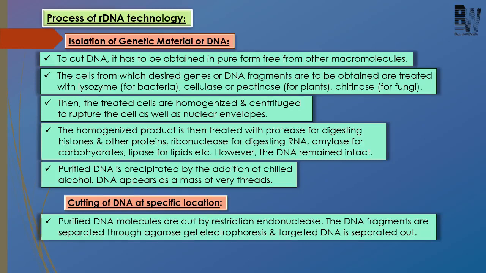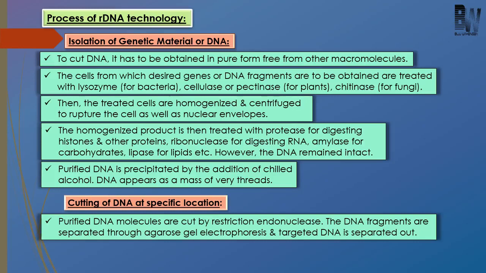So to obtain the DNA in pure form, we have to break open the cell membrane as well as the nuclear membrane, and we have to remove all the unwanted macromolecules. Only then can we obtain DNA in pure form. Another point is that we have to check whether the cell wall is present or absent. If the cell wall is present, we have to digest or remove it. For this, we can use lysozyme for bacteria, cellulase for plants, and chitinase for fungi.